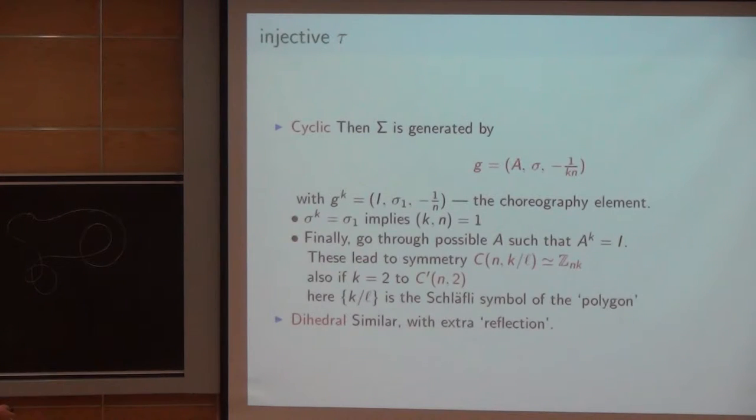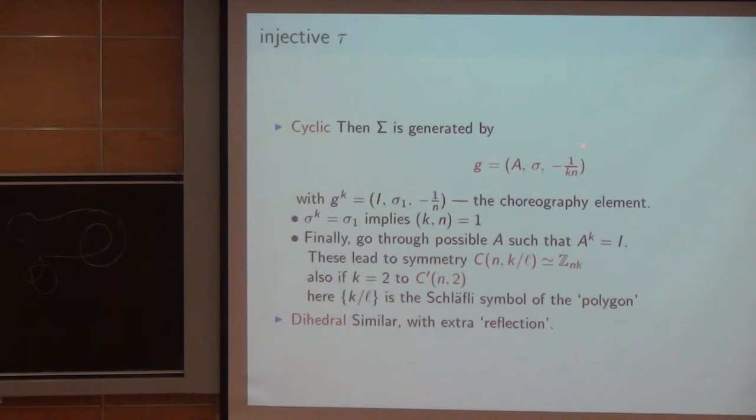I've written more details than I intend to say, but if sigma is cyclic, then it's generated by some element. According to what the element might be, you get different symmetry groups. The image of this projection contains the time component for the choreography, which is 1 over n. That's some subgroup, so the whole image must be 1 over kn for some k, in the generator. Sigma is just some permutation, and A is a reflection or a rotation. And then you go through by analyzing what A could be in sigma in order to get a cyclic group and no collisions.